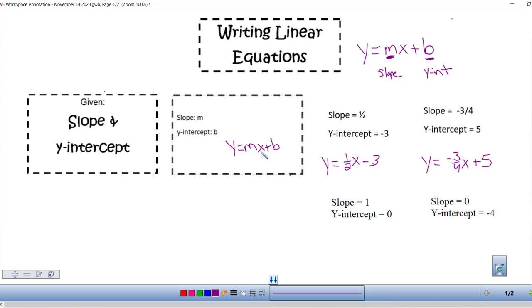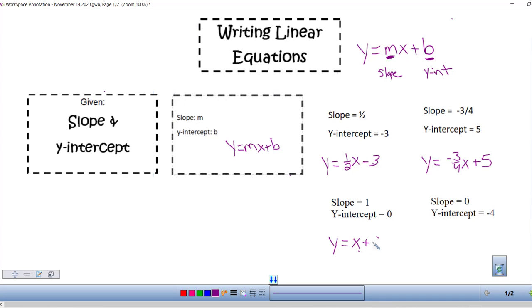Always mx plus b. These two are just a little bit different. We have a slope of 1 and a y-intercept of 0. So when our slope is 1, we would put 1x, but remember, we never see that 1. It's kind of like an imaginary 1. Whenever we have x, there's a 1 there. So we don't need to put the 1. If you do, it's not wrong. It's just better if we don't put the 1.